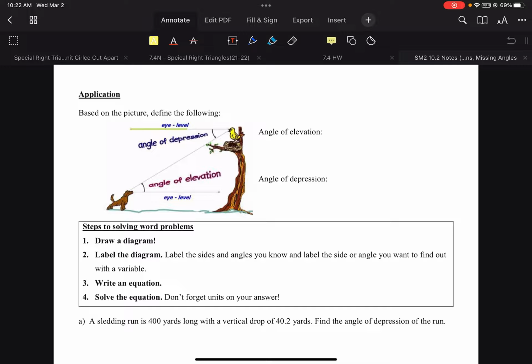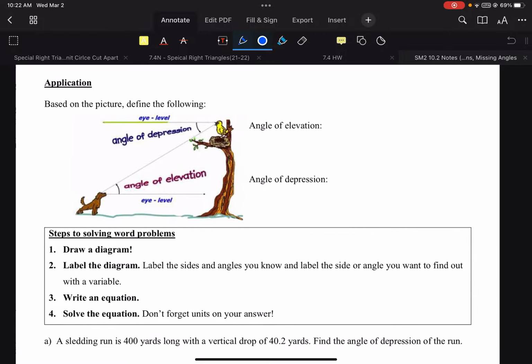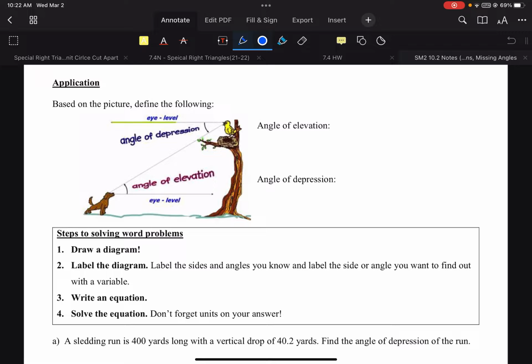Now you're good at finding trig ratios. You're good at finding missing angles using trig. Now let's look at some application problems. So first of all, in your notes, this picture printed horribly. So take a minute and sketch in the lines from this picture. If you need to hit pause on the video, you can.